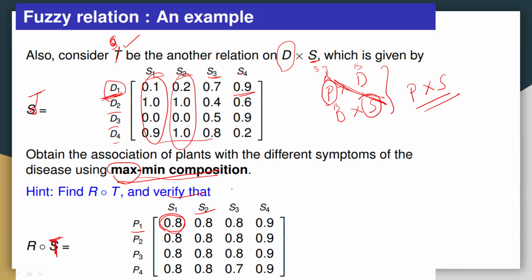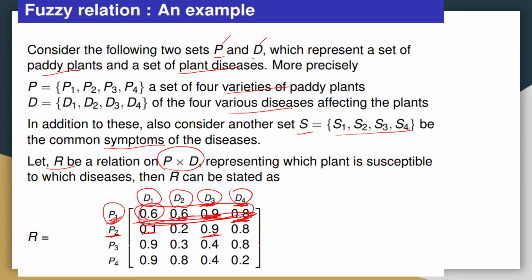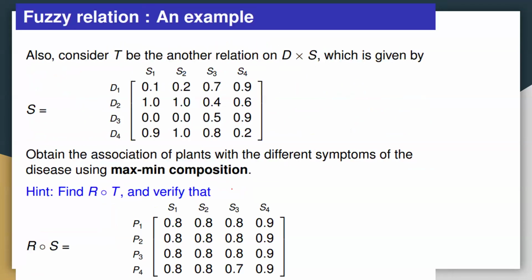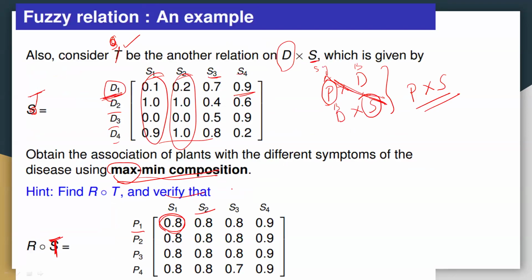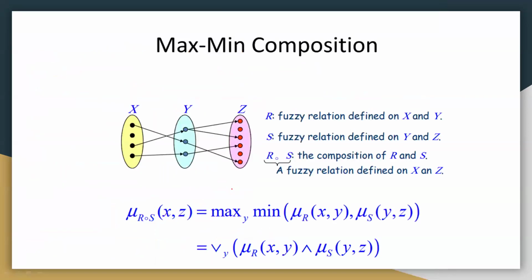So finally, you get an answer like this. A similar question is there in our syllabus. If you have seen, there's a sample question paper given where a similar question with different colors and something like that is given. These are all examples which give you three sets of elements like P, D, and S, and then they show a relation between the first two and the second two. Eventually, you will be able to find the relation between the first and the third one. So that is a max-min composition.